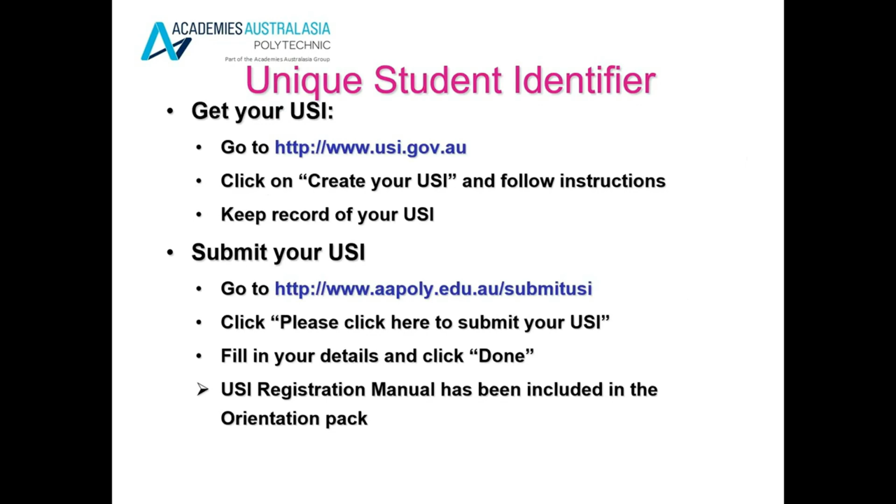You will need to apply for a USI. You can do that by going to www.usi.gov.au. Click on Create Your USI and follow those instructions. Once you have set up your USI, keep a record of it, write it down somewhere. Then you will need to notify us of what your USI is.